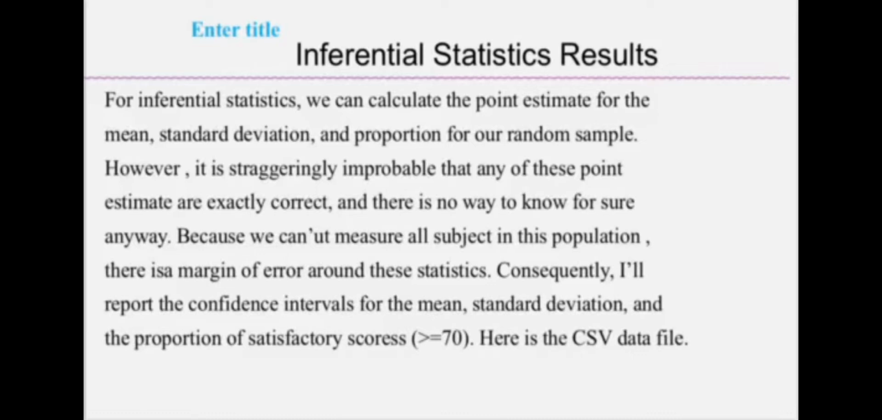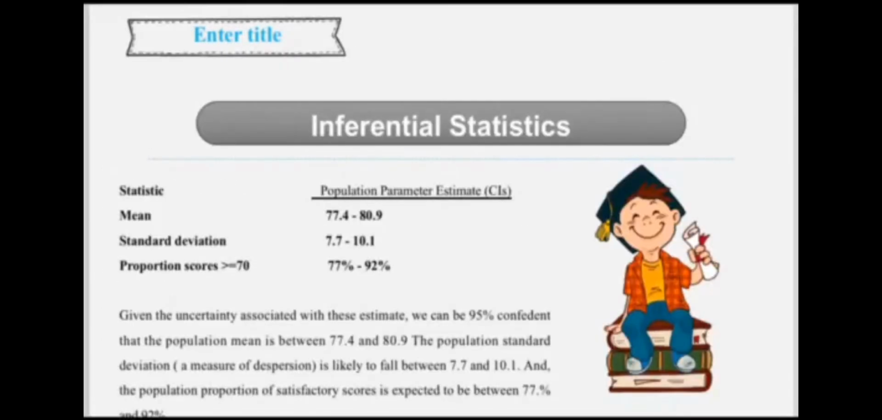Here is the CSV data file. Next is inferential statistics. The population parameter estimate of the mean is 77.4 to 80.9, the standard deviation is 7.7 to 10.1, and the proportion of scores greater than or equal to 70 is 77% to 92%.